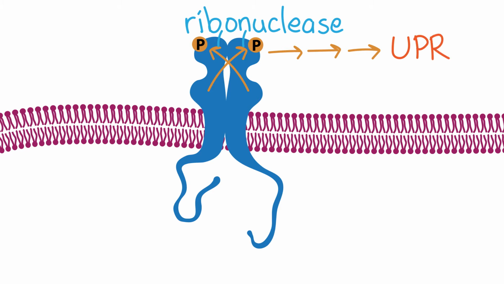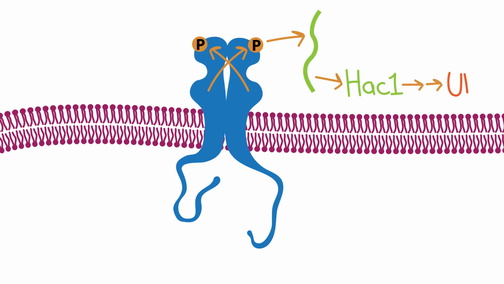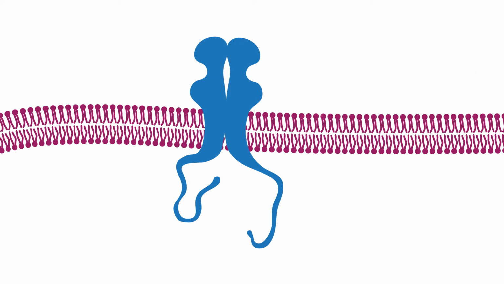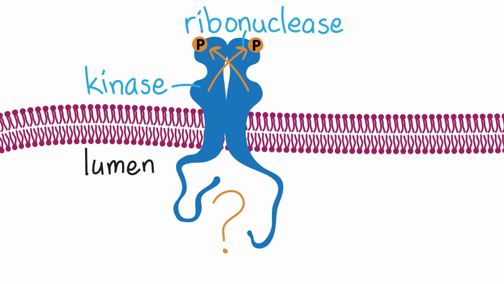In yeast, for example, we know that the substrate for this ribonuclease activity is HAC1's messenger RNA, and this cleavage is the first step in turning that message into its translatable form, translation that in turn leads to activation of the transcriptional responses of the UPR. So what events happen inside the lumen of the ER that are necessary and sufficient for the kinase of one IRE1 molecule to phosphorylate another IRE1 molecule, and so turn on the ribonuclease activity of IRE1?